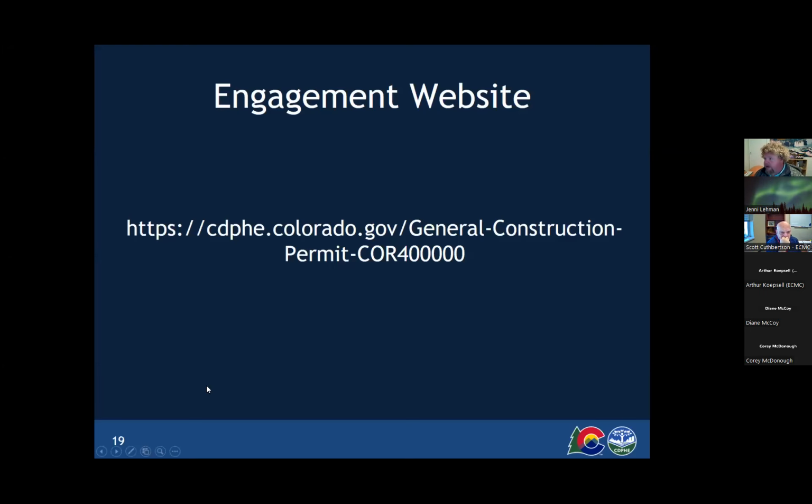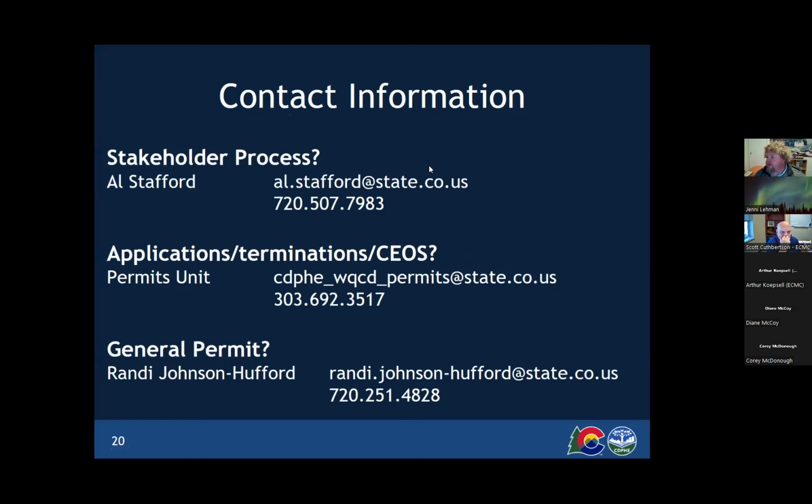And then I also want to leave you with some contact information. So any questions on the stakeholder process itself, feel free to reach out to me. If you're specifically asking questions on applications, terminations, things like that in CEOS, go ahead and reach out to our permits unit via their helpline. They're really going to be your best bet there. I unfortunately don't have a back end of CEOS, so I can't see what's been submitted or what's not working. So best to just reach out to them specifically.